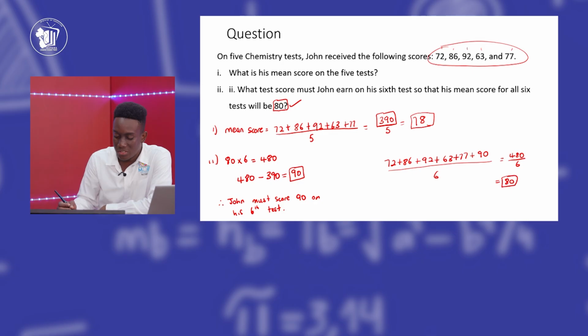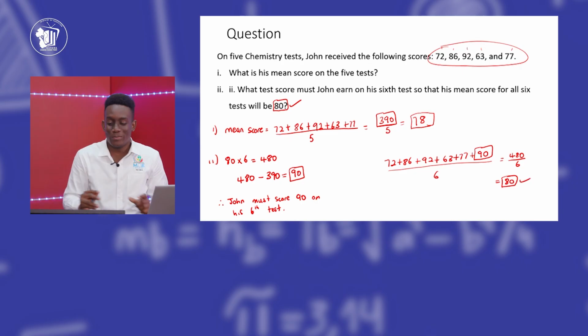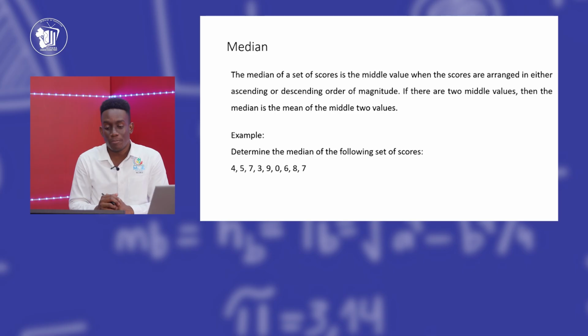So indeed, we saw that John had to score 90 in order to get a mean of 80. Many persons would have done trial and error, but the easy way to do it was to simply subtract and get the number. Now let's move on to median.